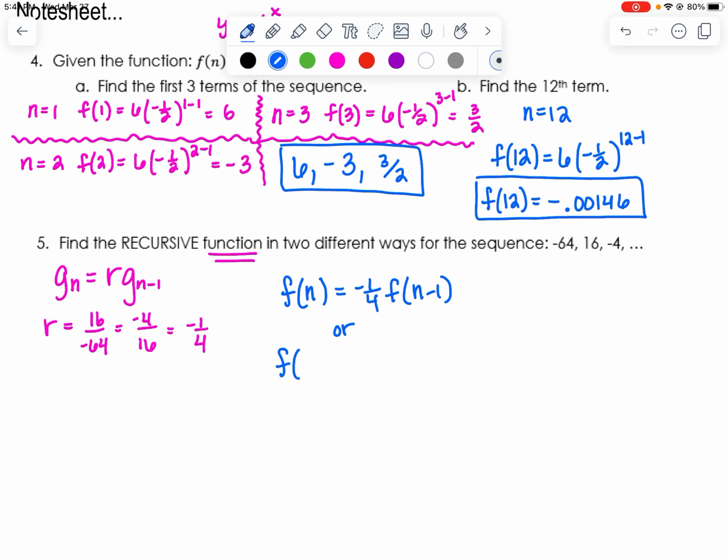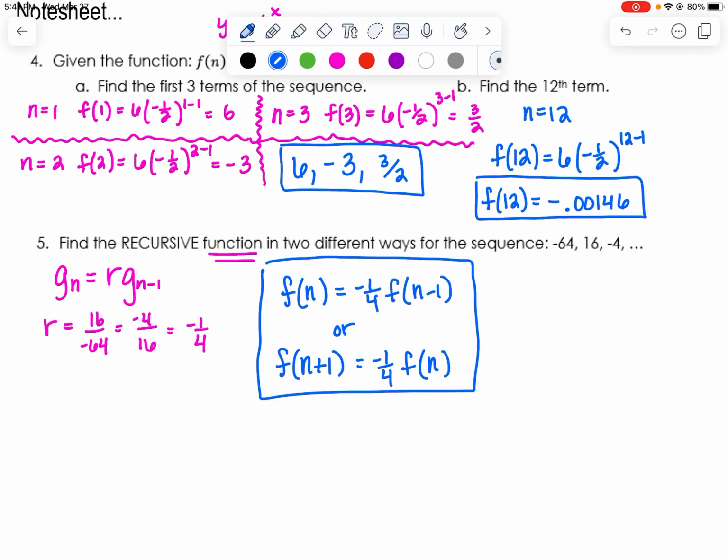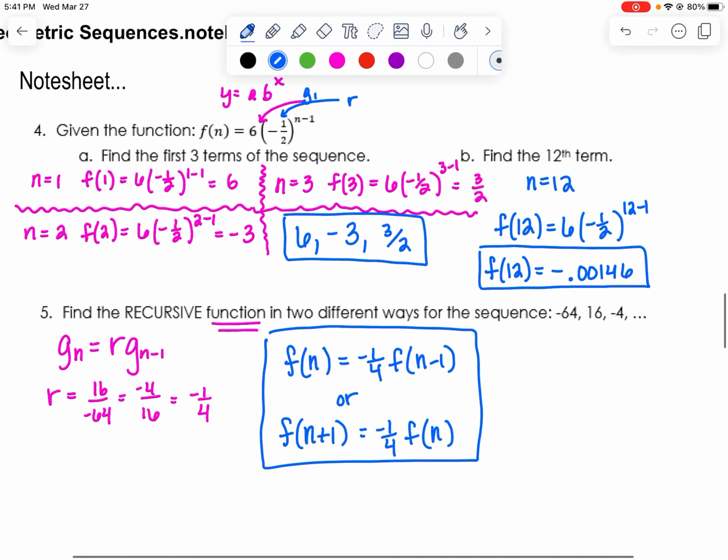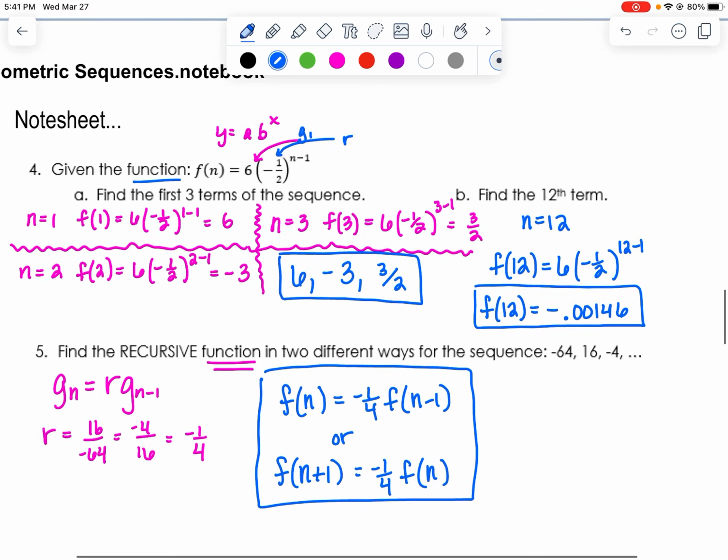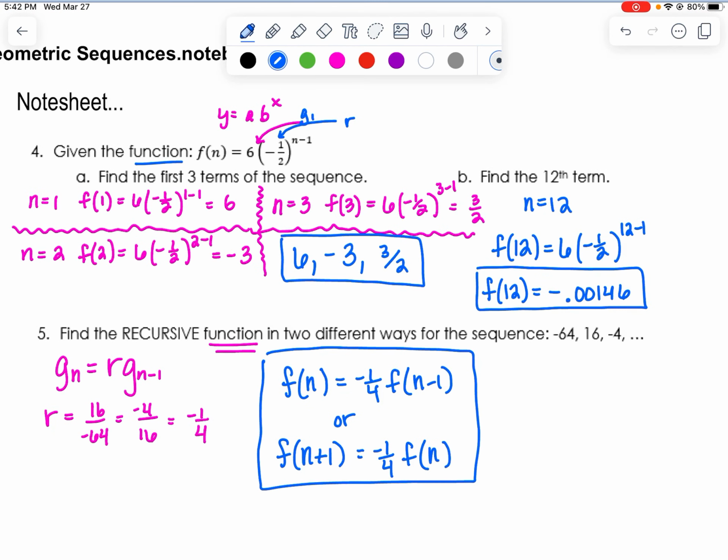Or we can say, okay, what if you want to find the next term, n plus 1? That's going to be -1/4, the previous term of that, which is f of n. So these are two different ways to write in function notation. So pay attention when we're talking about function in number 4 and 5 versus the formulas in numbers 2 and 3. That's a big distinction, so make sure you're paying attention to that.